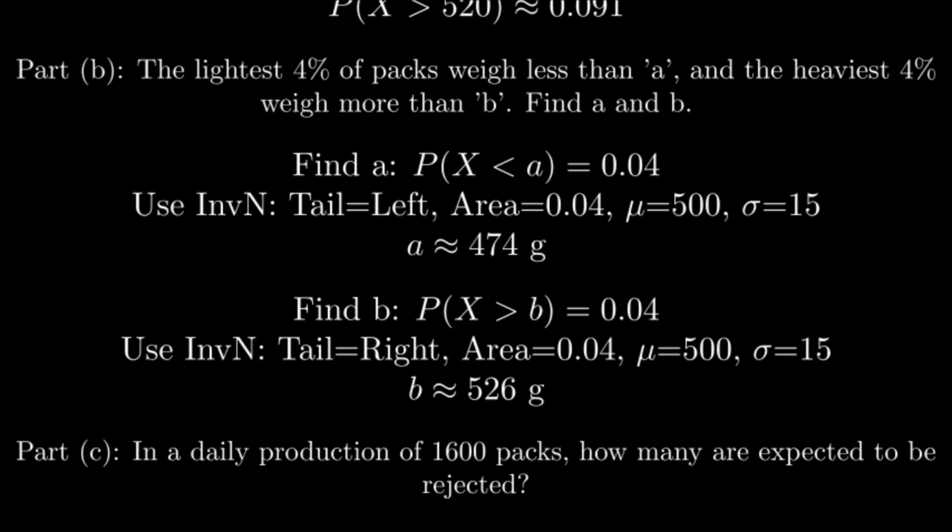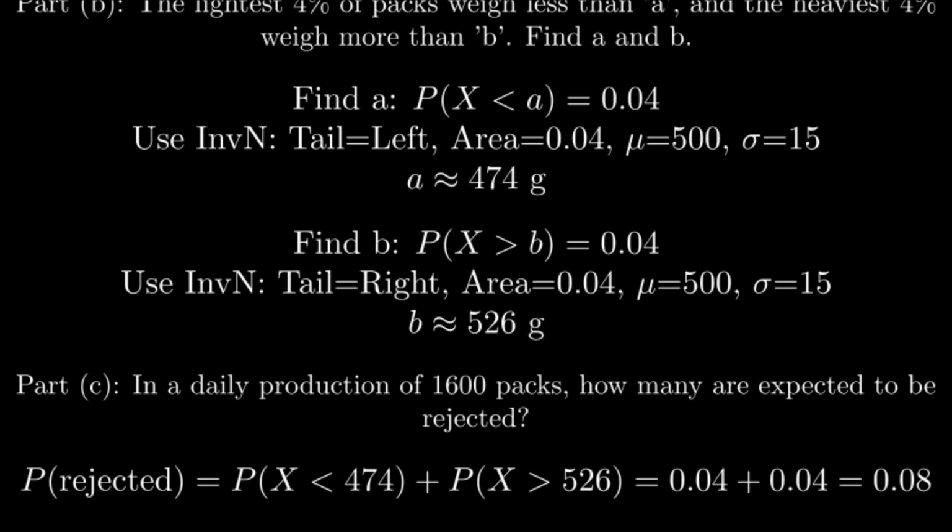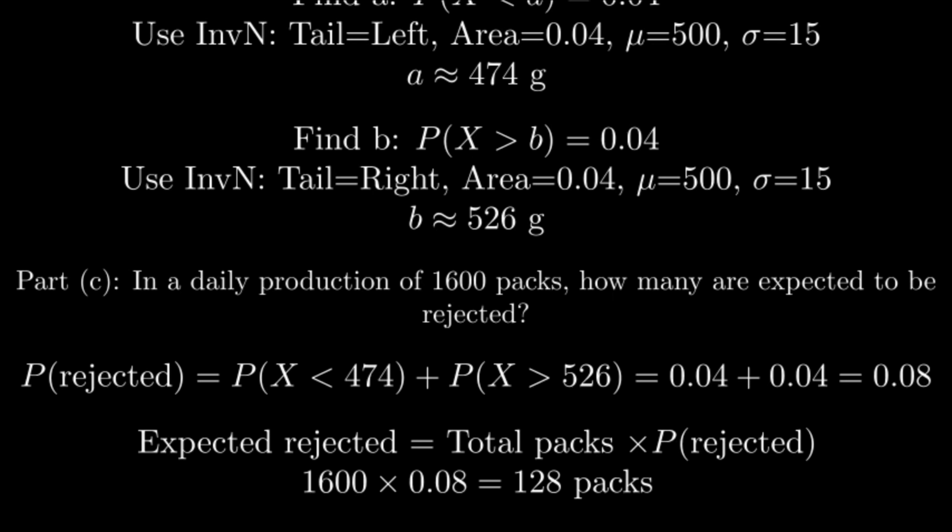First, what's the total probability of a single pack being rejected? The probability of being rejected is the probability of being too light plus the probability of being too heavy. That's 0.04 plus 0.04, which equals 0.08, or 8%. The expected number is the total number of packs multiplied by the probability of rejection. So 1600 times 0.08 gives us 128 packs. We expect 128 packs to be rejected each day.